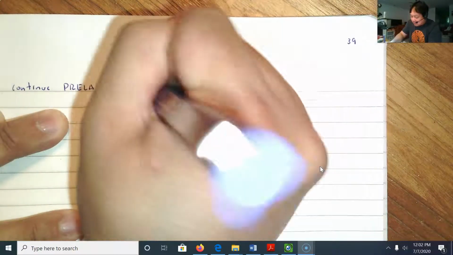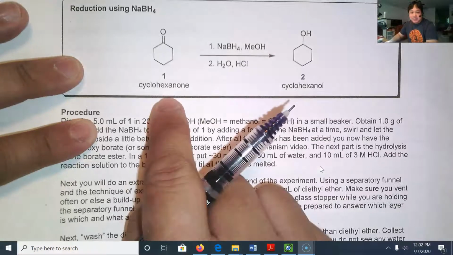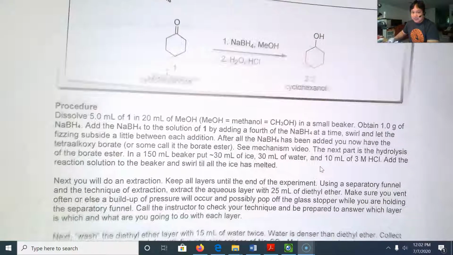Normally prelab lectures don't last as long, but again, I'm showing you from step one the mechanism, but also now how to figure out the limiting reactant. Well, let us start with cyclohexanone. Cyclohexanone.